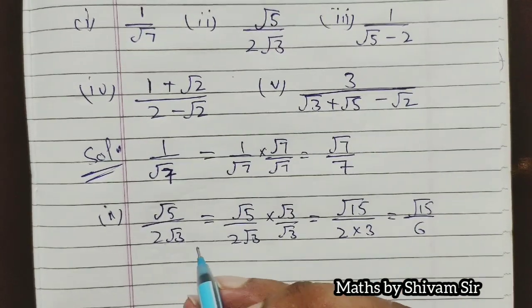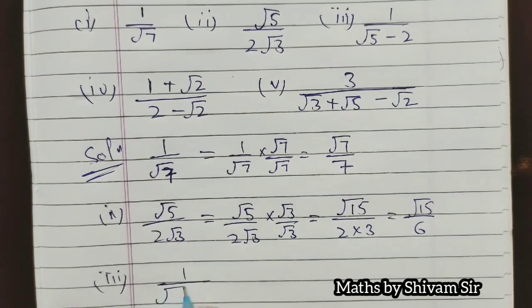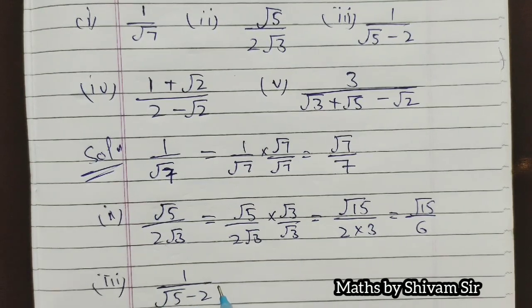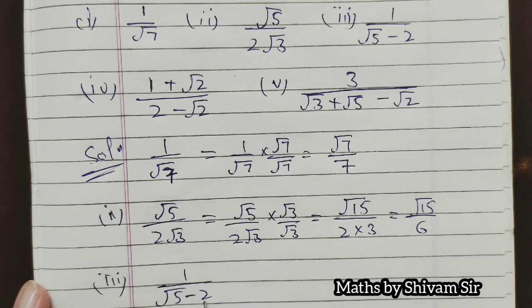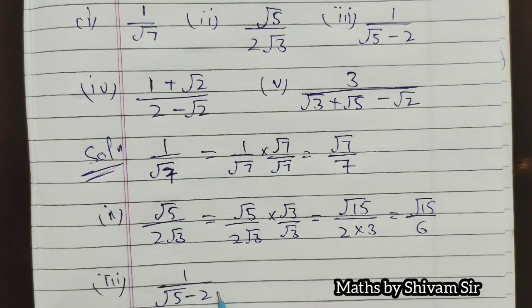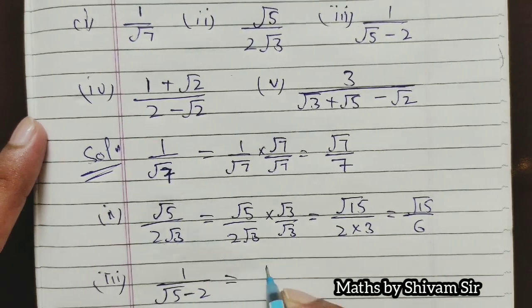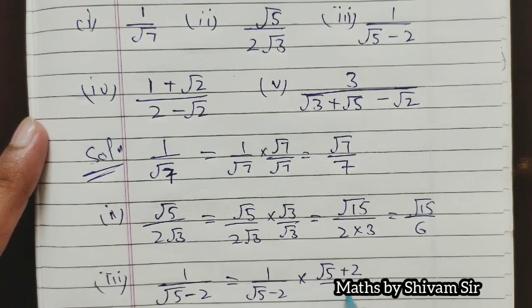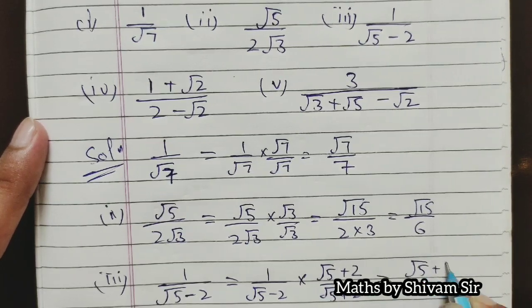Third category is 1 upon root 5 minus 2. Whenever a binomial is there in the denominator, see which sign this binomial has in between. So minus sign is there. So just multiply both the sides with the reverse sign. So multiply both the sides with plus sign, keeping the value same. So this can be written as 1 upon root 5 minus 2 multiplied by root 5 plus 2 upon root 5 plus 2, right? So root 5 plus 2 multiplied by 1 is root 5 plus 2.